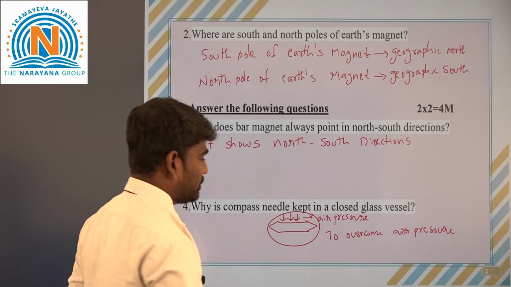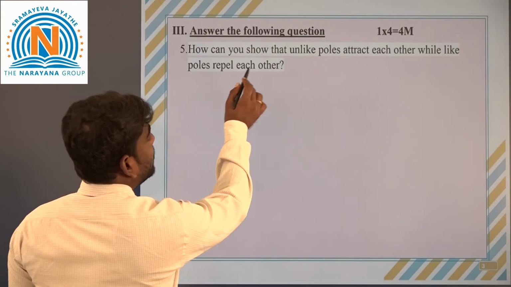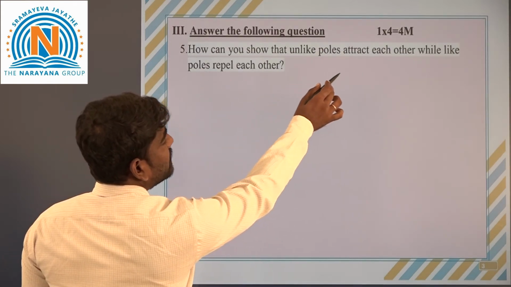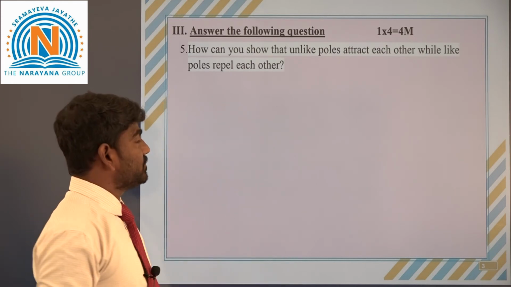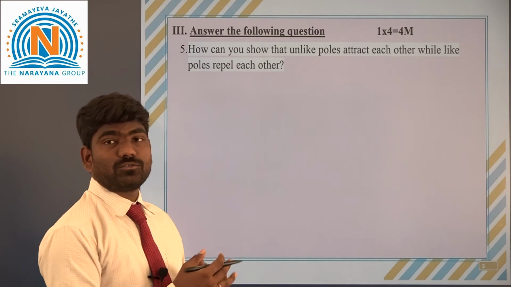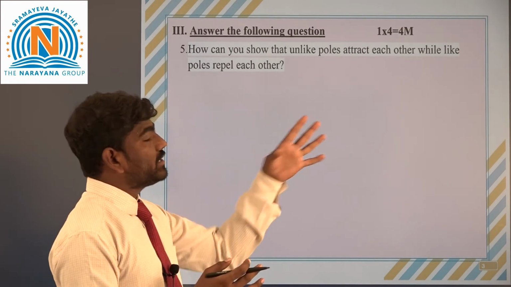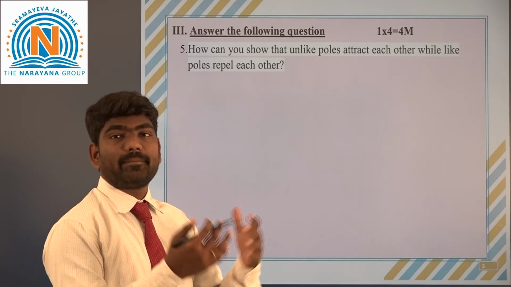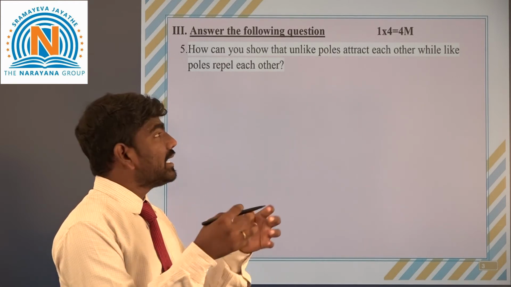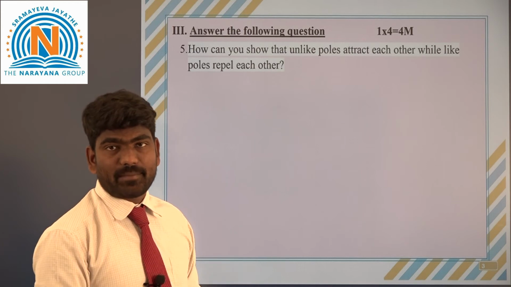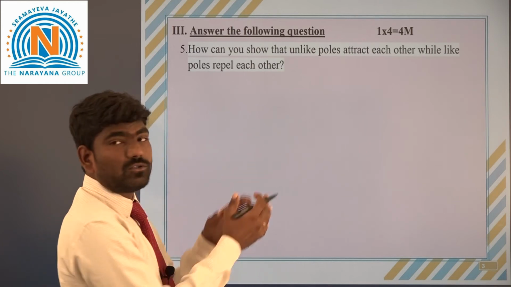Okay. Next, how can you show that unlike poles attract each other while like poles repel each other? You just have to show like poles and unlike poles. What happens when two like poles are facing each other? When unlike poles are facing each other, what is happening? So this you have to explain.